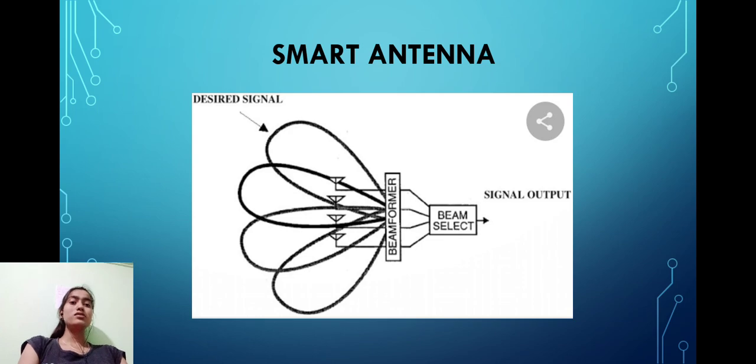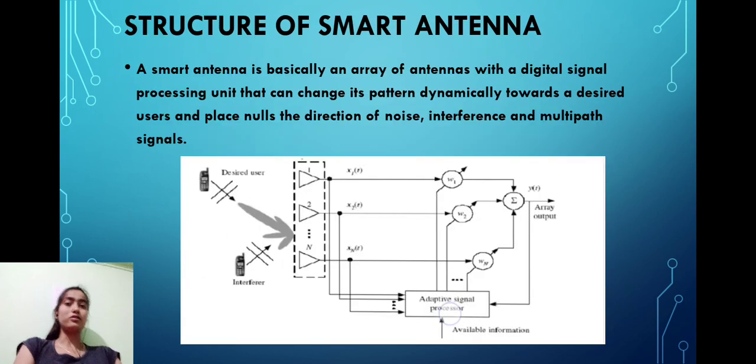Next comes a type of smart antenna. It is a switched beam antenna. It consists of an array of antennas. Each antenna has its own radiation pattern, which are then combined. This is then applied to the beamformer. The beamformer will form the beam in one particular direction. It will add the phases of the signal in the desired direction and will cancel the phases of the signal in the undesired direction. The beam selector will select the particular beam. As we can see over here, this is the desired signal, so this particular beam will be selected by the beam selector.